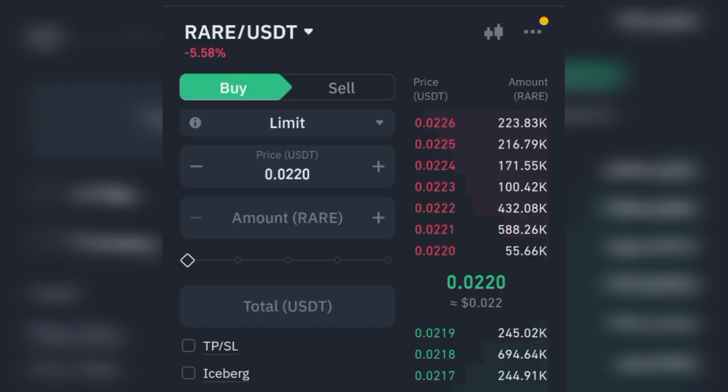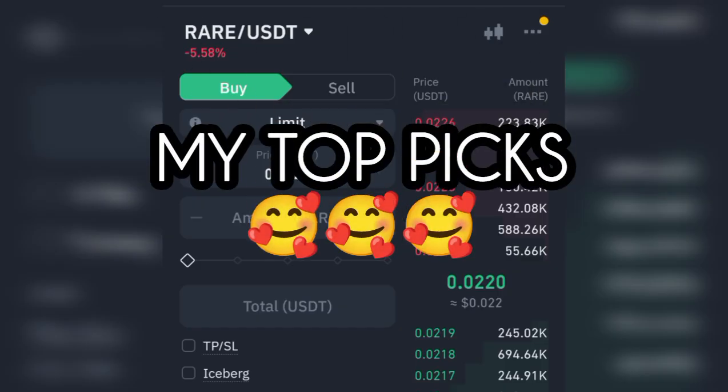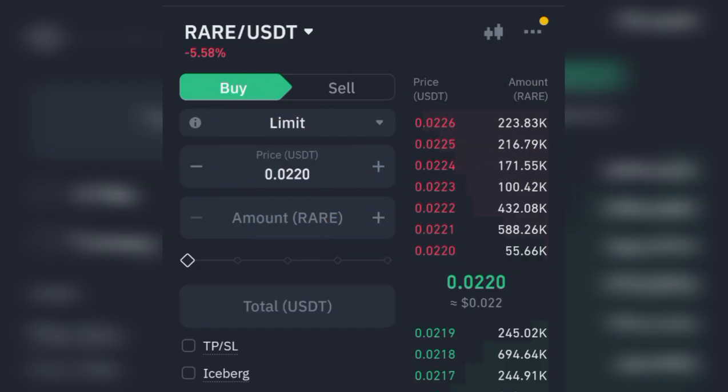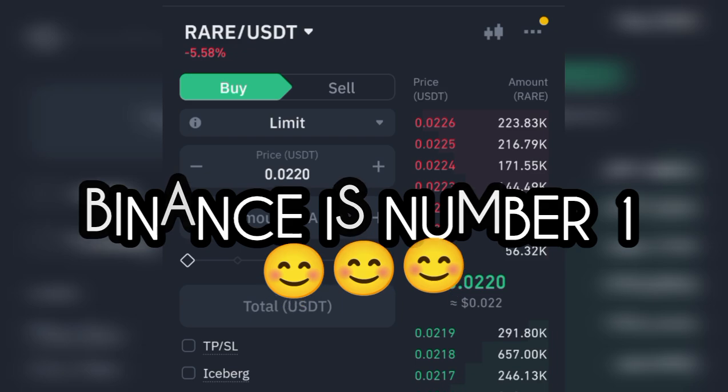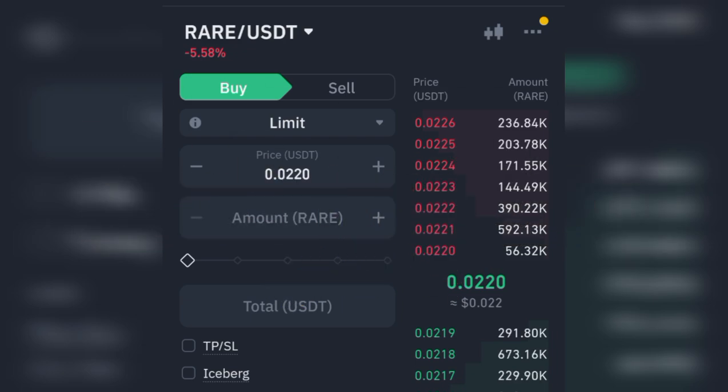Now, what are my top picks? There are many exchanges, and I have used so many of them. You guys know that I love Binance. Binance is not exactly 100% perfect, but I would say it's my top pick. So Binance is my number one. I have used several exchanges, but I have seen that Binance has been consistent.